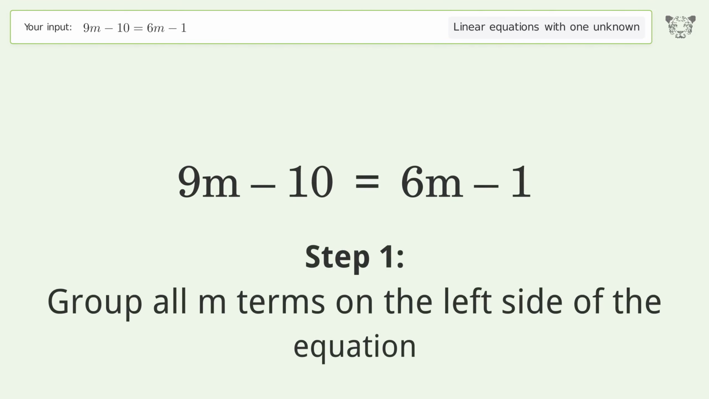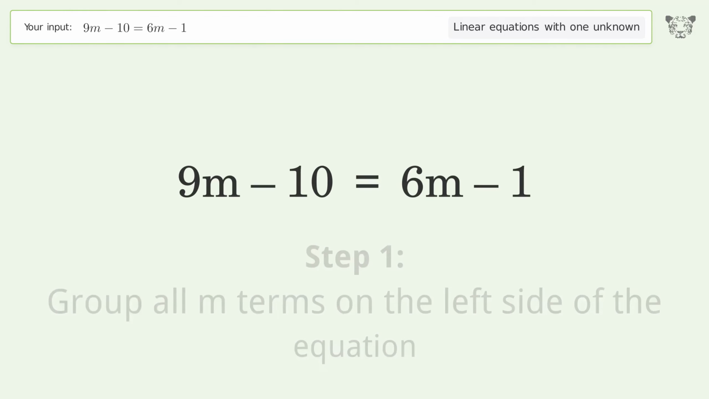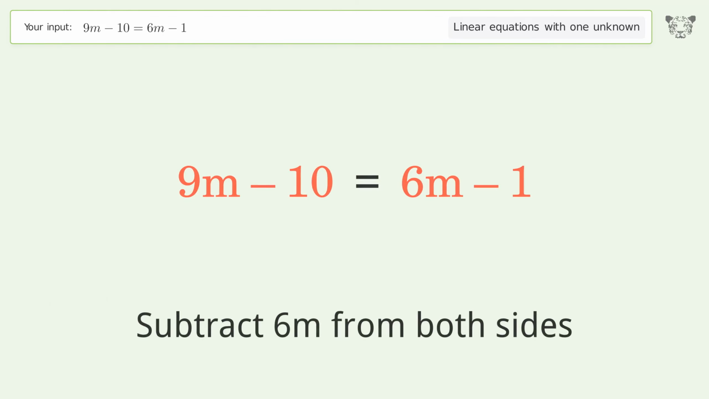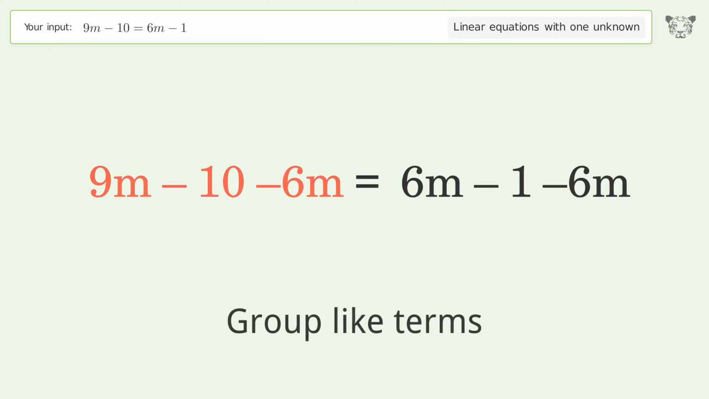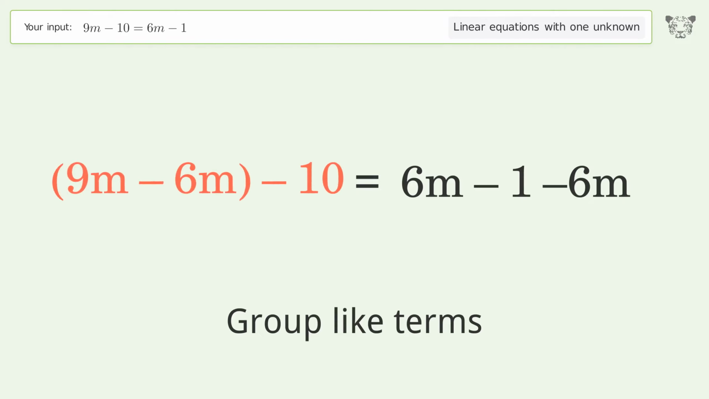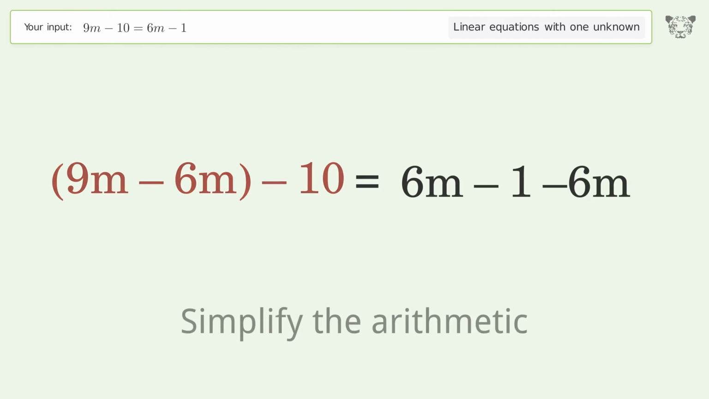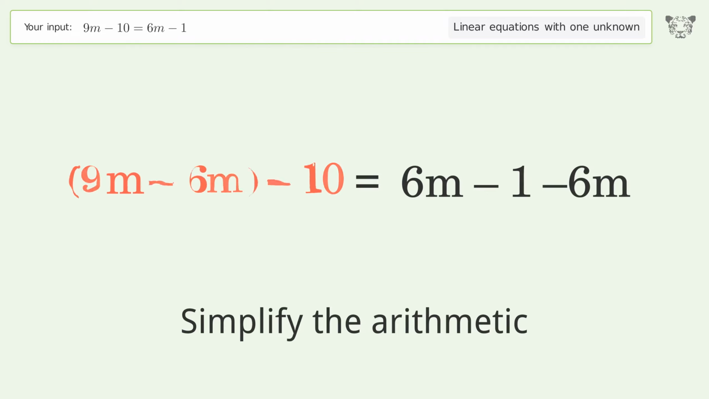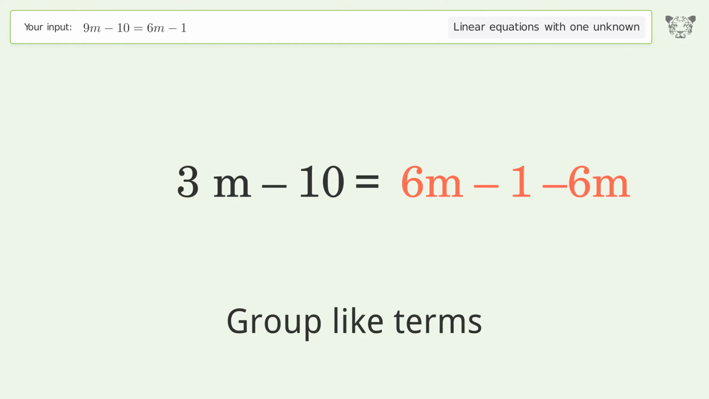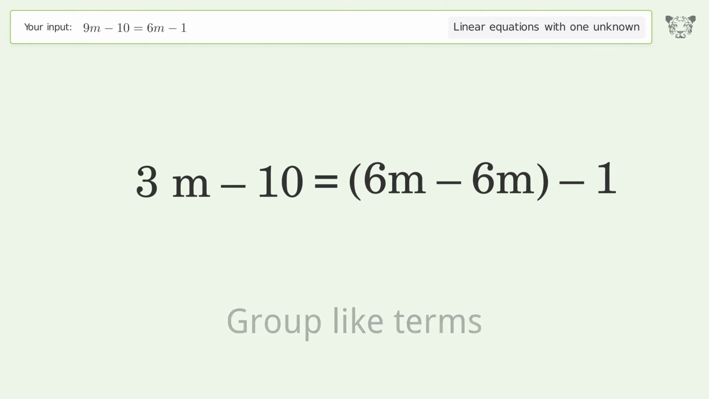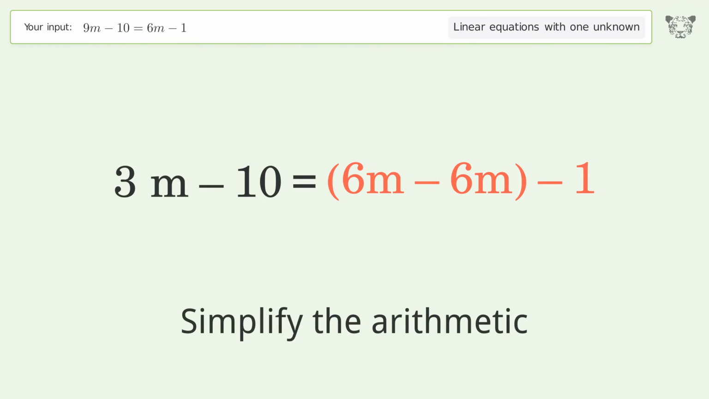Group all m terms on the left side of the equation. Subtract 6m from both sides. Group like terms. Simplify the arithmetic. Group like terms. Simplify the arithmetic.